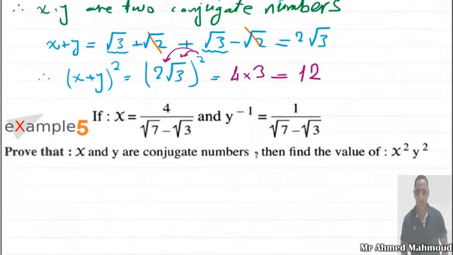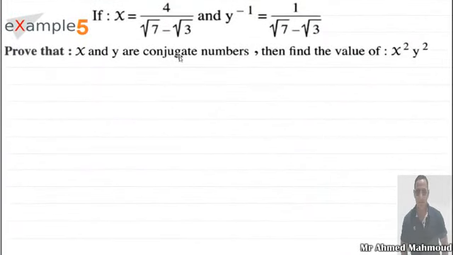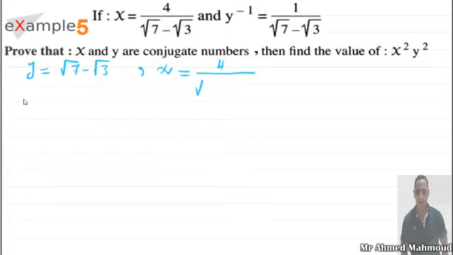Okay, the next one. x equals 4 over (√7 − √3), and y to the power negative 1 equals this one. First, y to the power negative 1 equals this one, then y equals the multiplicative inverse, which is equal to √7 − √3. Okay, this is y. And x is not in the simplest form. It's equal to 4 over √7 − √3.